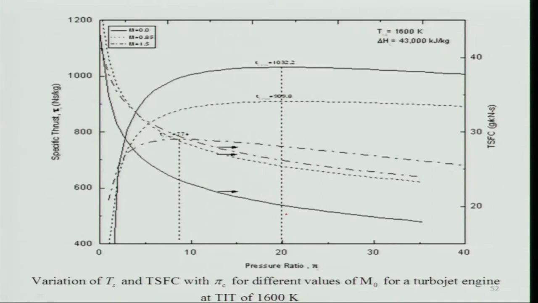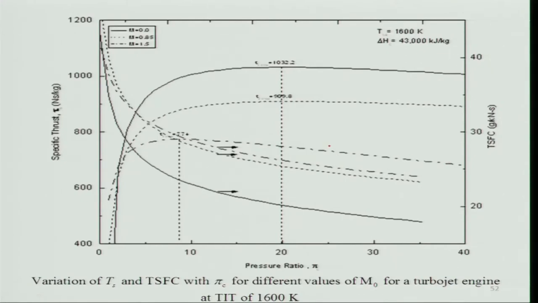And of course, you will have to choose that. But there is another interesting thing you can observe. When I go for a flight Mach number of 0.8, you will see that it also has a similar feature, it goes on increasing. And then, of course, it has a certain value of 20 or so, where you get the maximum specific thrust. But if you go for a flight Mach number of 1.5, you will have similar features, right?